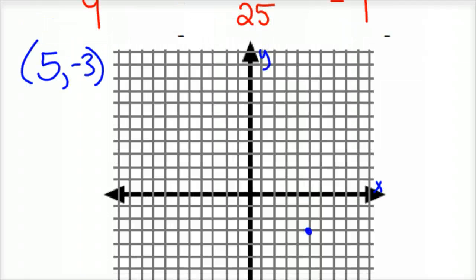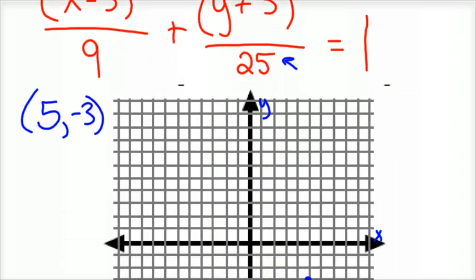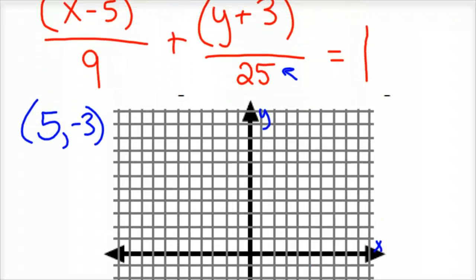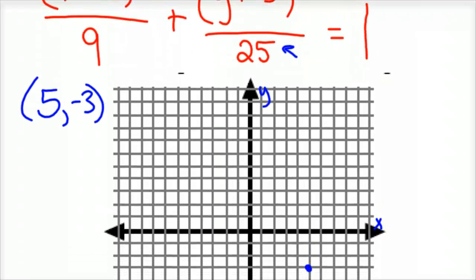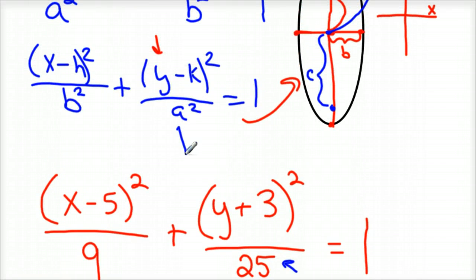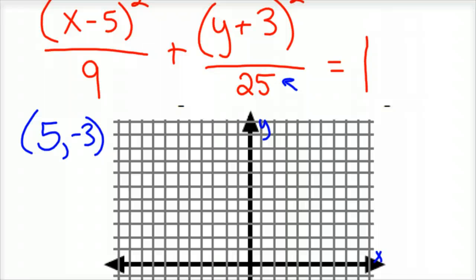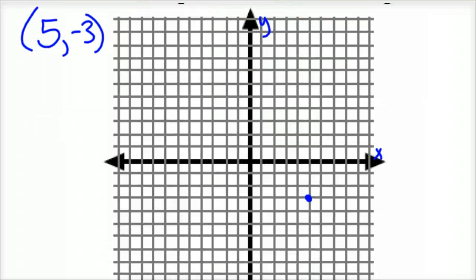Now, since the 25 is under the y, right here, we know that our ellipse has a major axis of 5. So you take the square root of that number. Because if you look at our original equation, it's a squared. And a is the length of my major axis. So you have to take the square root of the 25. So I know in the y direction, since it's underneath y, I know that the major axis is 5 up and down from the center.